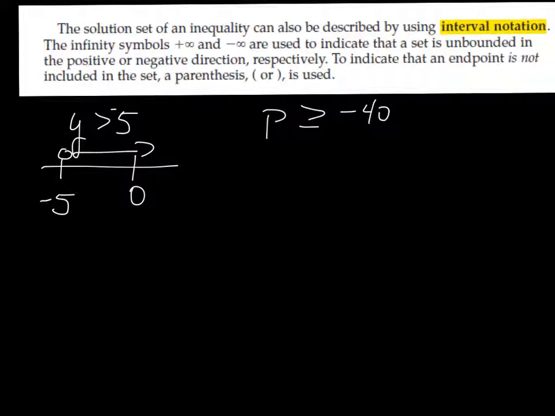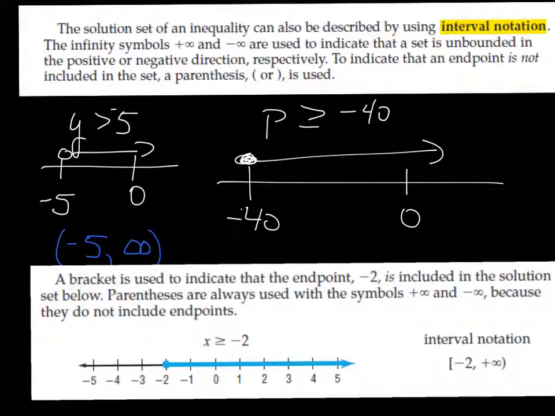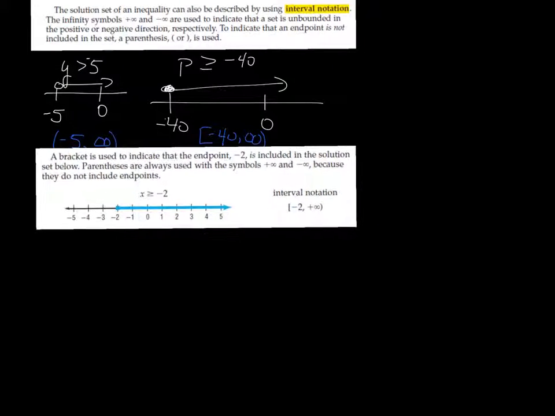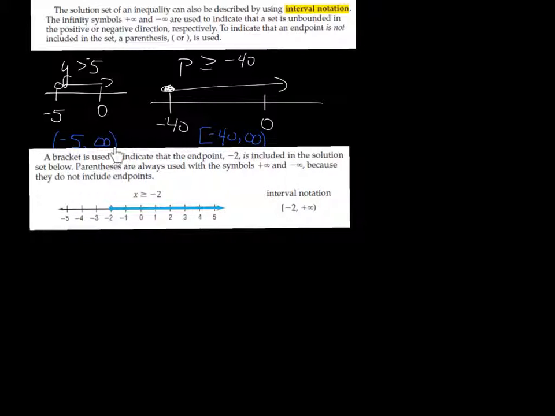So if we wanted to write y is greater than -5 in interval notation, it's starting at -5, the -5 is not included, so we use a parenthesis, and it's going towards positive infinity. If we wanted to do p is greater than or equal to -40, they use a bracket to show that the -40 is included in the solution. And again, it goes to infinity. Now, the infinity signs will always have a parenthesis next to them because by definition, you never get to infinity.